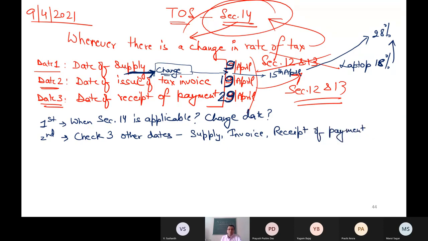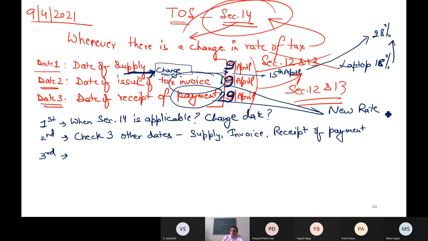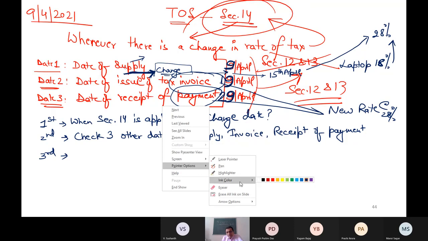Now, if this has also happened, then what is the third stage? Out of these three dates, supply, invoice, receipt of payment, wherever two events fall, that will be the rate which is applicable. Like in my example, after the change, two events fall. Invoice is issued after the change, payment is received after the change. So the majority is after, and in this case I have to apply the new rate. So the new rate will be applicable at the rate of 28%. Though goods were sold before the change in rate of tax, you still have to pay the new rate because the other two are in the majority.